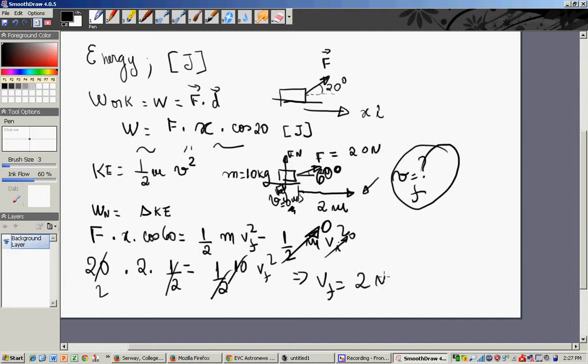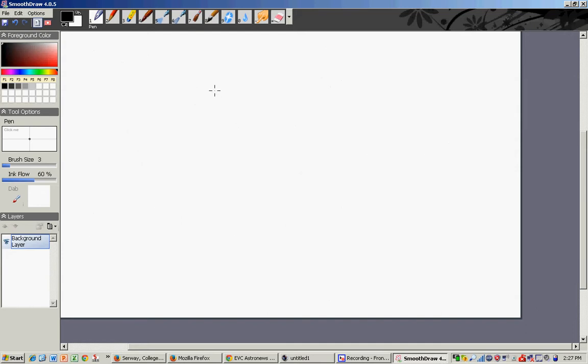And then we find our final velocity as being 2 meters per second. See that? So it's some way of solving the problems we learned before that involves forces and acceleration, using a very robust technique, which is the work kinetic energy theorem, and using energy as a way to solve situations.